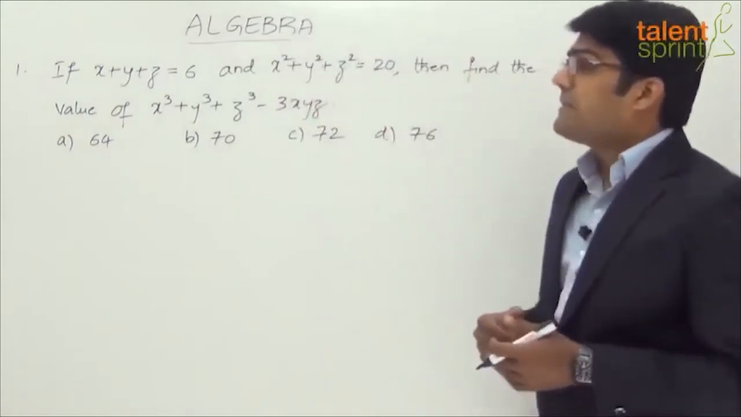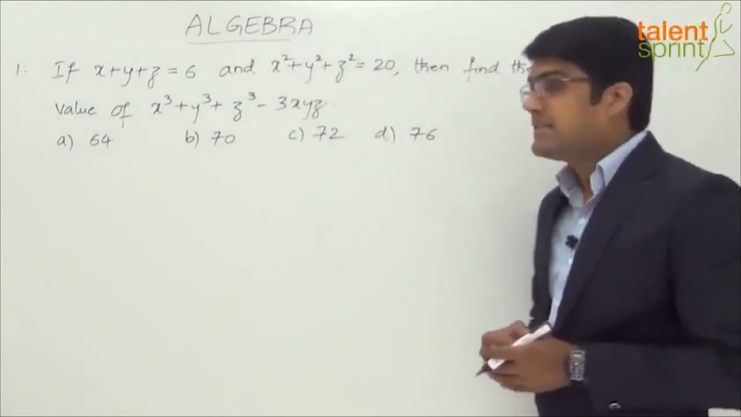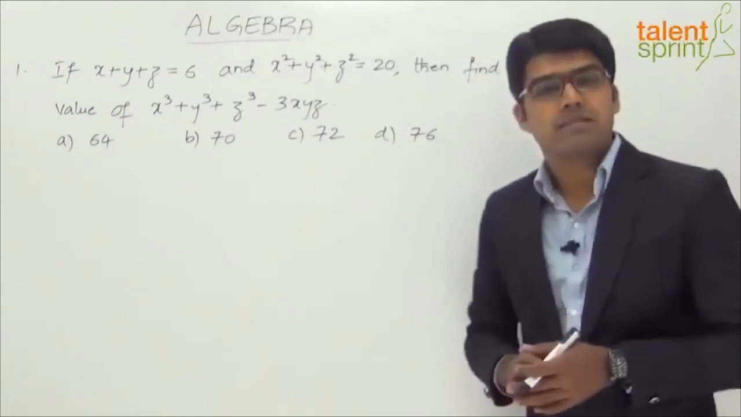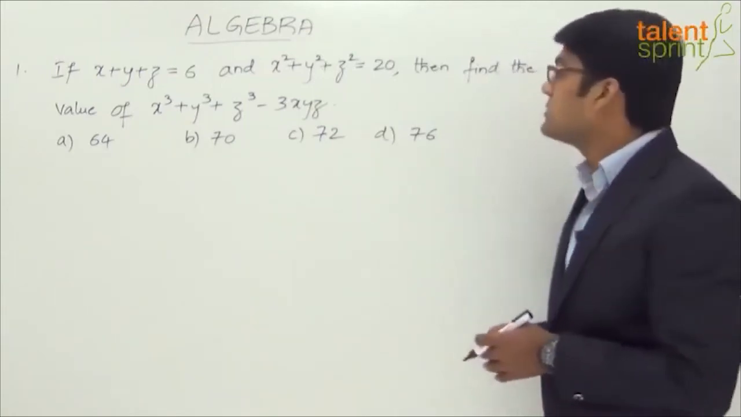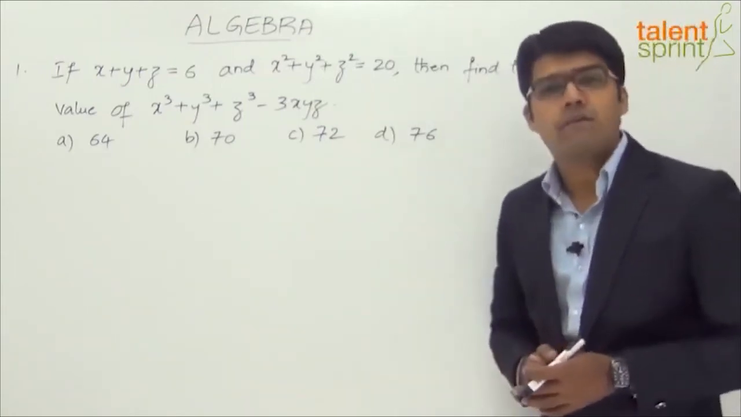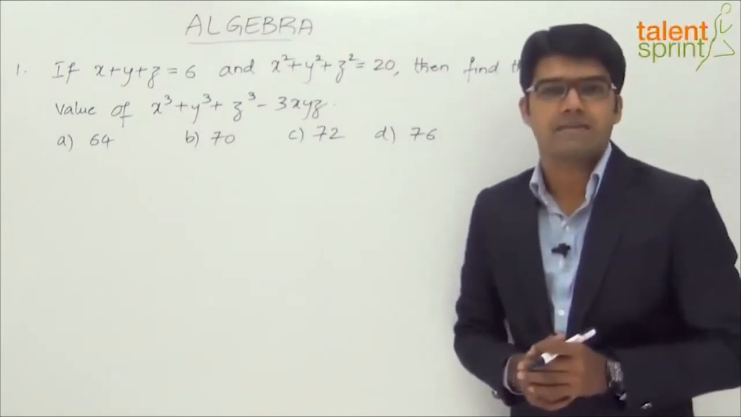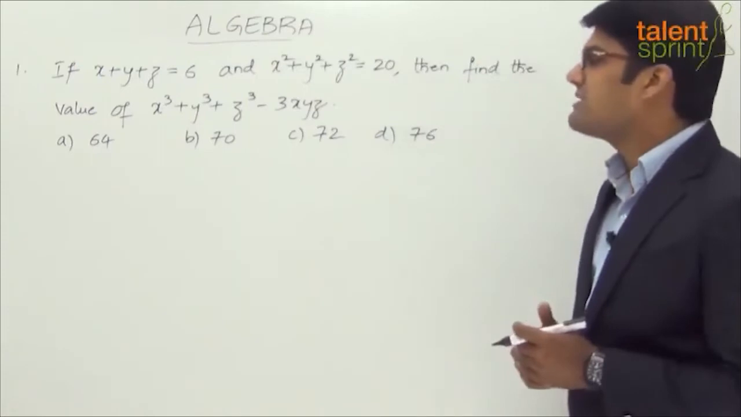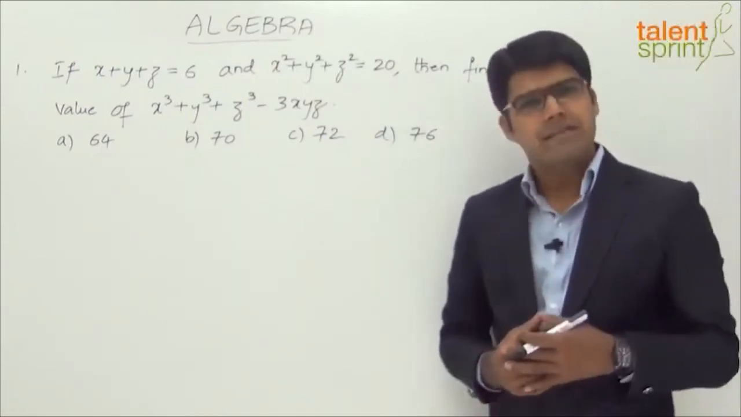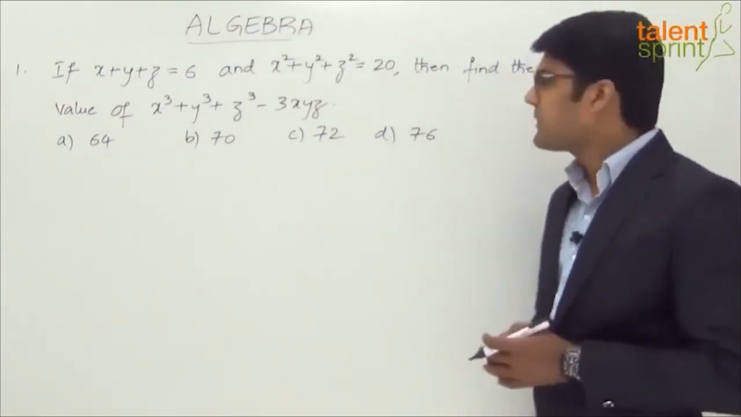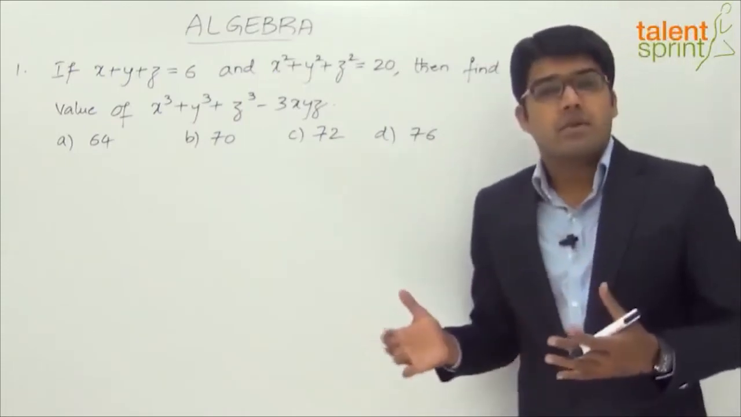It says if x plus y plus z is equal to 6 and x squared plus y squared plus z squared is equal to 20, then find the value of x cube plus y cube plus z cube minus 3xyz. And we have got 4 answer options here: 64, 70, 72 and 76. So how do we answer such a question?